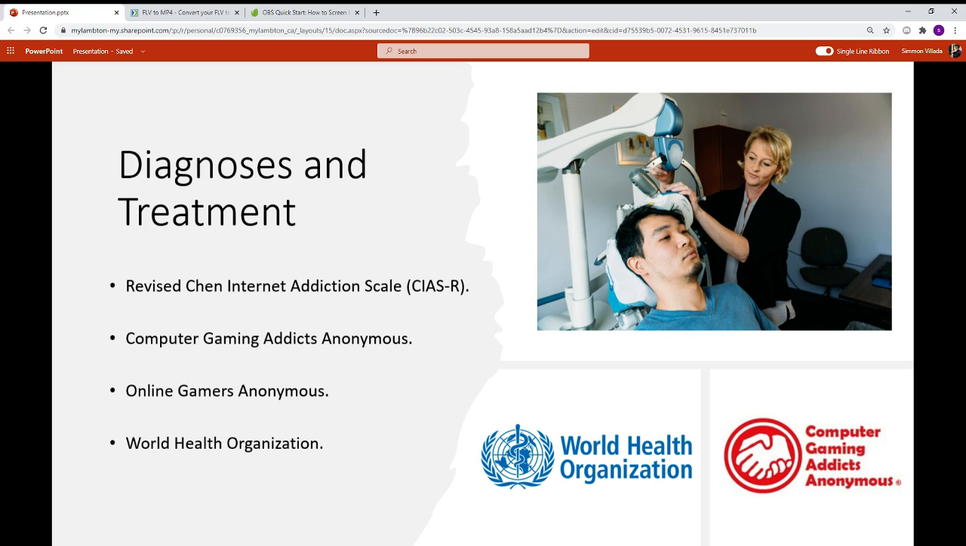The system known as the Revised Chen Internet Addiction Scale, also known as the CIAS-R, was created by a psychology professor at the National Taiwan University in Taipei during the early 2000s. This system is used to diagnose and gauge the extent of gaming internet addictions. With 26 questions answered on a scale of 1 to 4, with a score of 64 or higher indicating addiction or dependency, this has led to hundreds of thousands of people figuring out and assessing their disorder associated with video games.